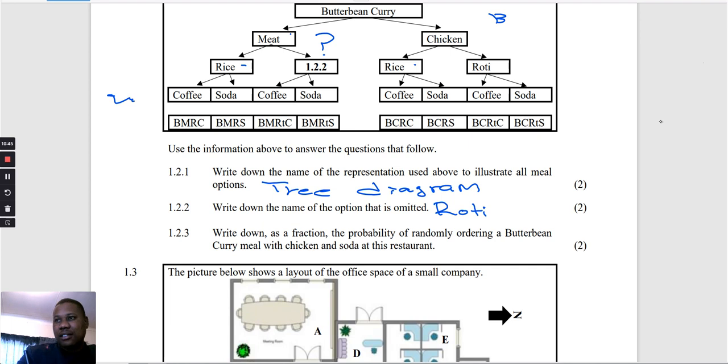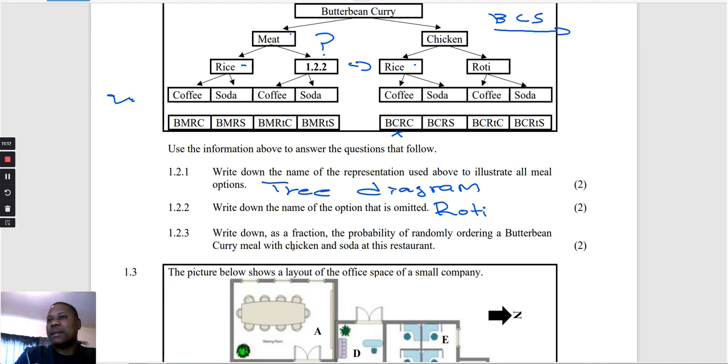With chicken and soda. How is the soda shown? S. So we need any combo that has BCS. Remember, they have skipped something. They have skipped these two. They did not mention if it is rice or roti. Okay, but now we need to look at this combo of BCS. So we need to see BCS. So there's no BCS.